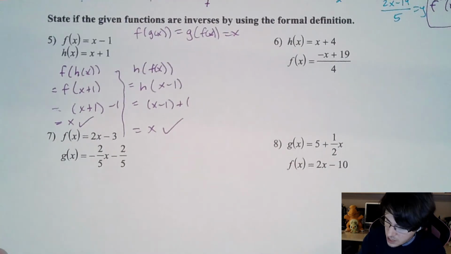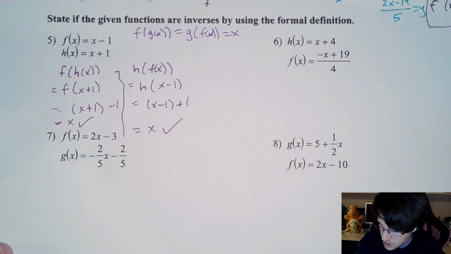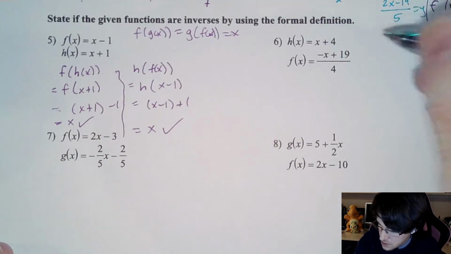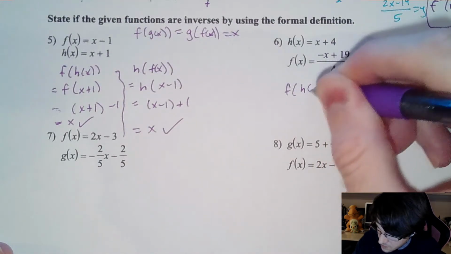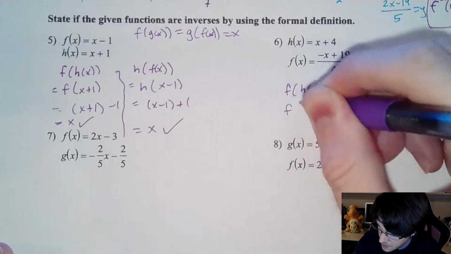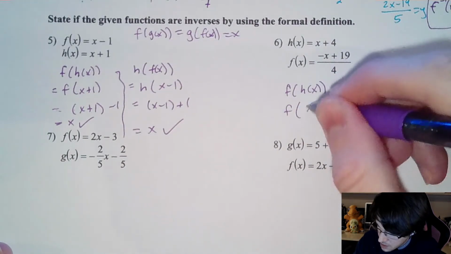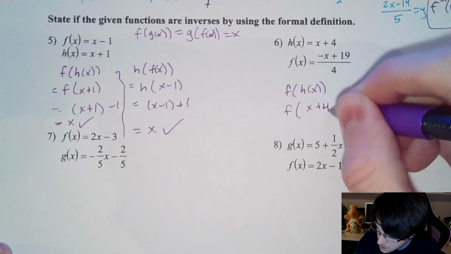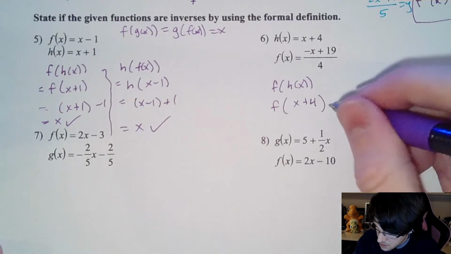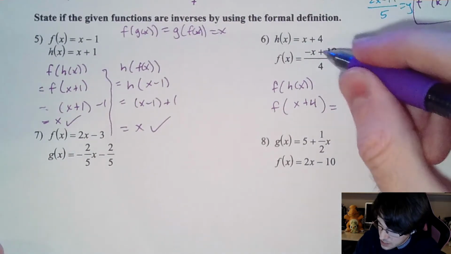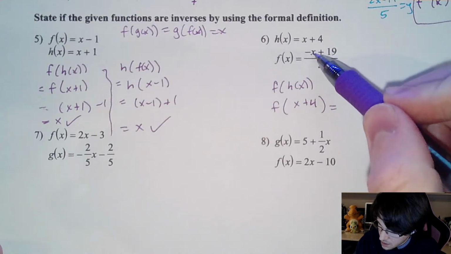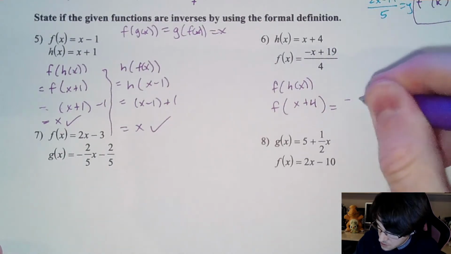Going on to the next one, same exact idea. We have to show that each one of these is the inverse of the other. So let's do f of h of x first. f of x plus 4 is what that's going to be. That means that this x is going to come in as x plus 4.